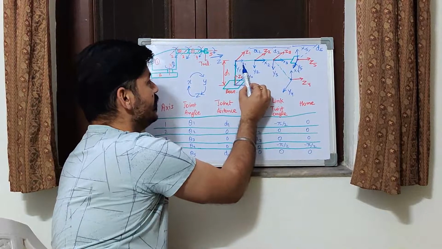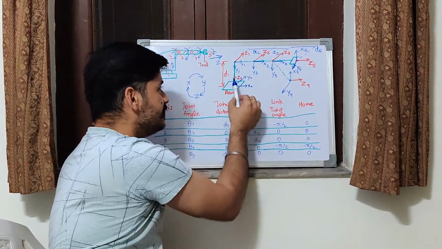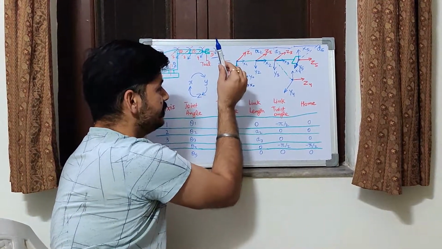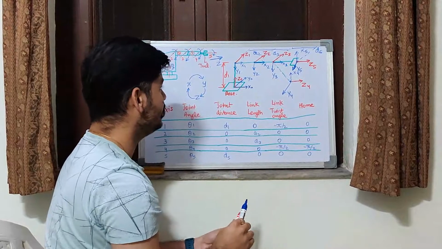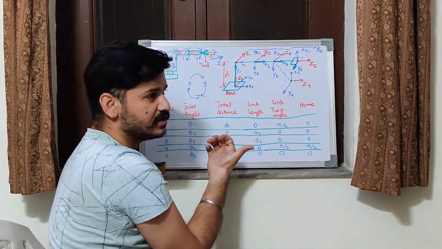Now moving on to the link twist angle, we will see how to find it out. So along x1, is there any angle between z0 and z1? As you can see, z1 is pointing inside, and z0 is vertically upward, so there is an angle between these two, and you have to see whether the magnitude is positive or negative.